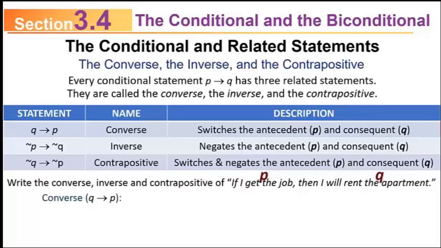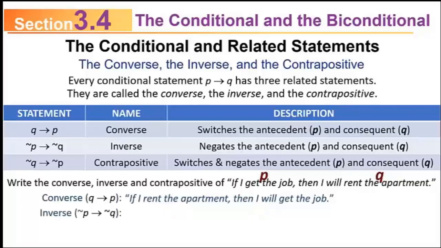In the example, I get the job is the P, I will rent the apartment is the Q, so the converse would switch those, putting the Q in the place of the P, and I would get, if I rent the apartment, then I will get the job. That's the converse of the original statement.